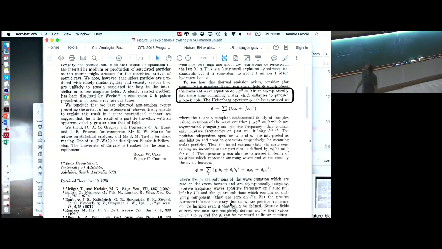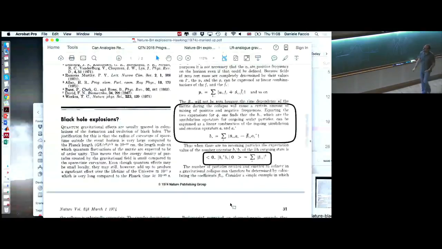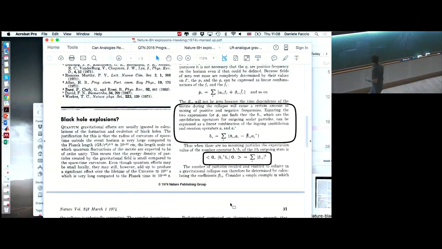If we're to read what he's saying there, asymptotically the space-time is flat, but it's containing a star which collapses to produce a black hole. And I think further on, there's something more. There you go. Look at this sentence here. It says the beta, and he's using the same Greek letter as us, the beta coefficient there, will not be 0 because of the time dependence of the metric during the collapse. So he's looking at this.